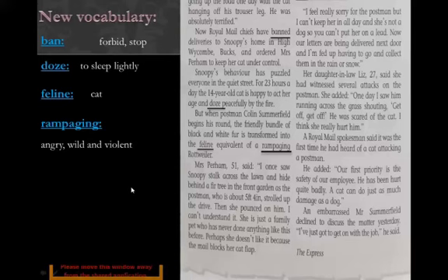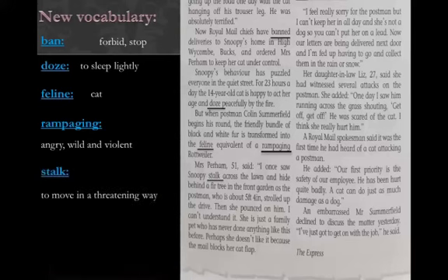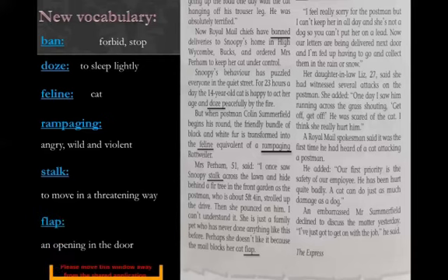Okay, let's discuss some new vocabulary here. Stalk, when you stalk, it means to move in a threatening way, as if watching the postman. And flap means an opening in the door. Yes, so the owner thinks that the cat attacks the postman because maybe the mail blocks her cat flap. They have an opening in the door. This is the opening for the cat.